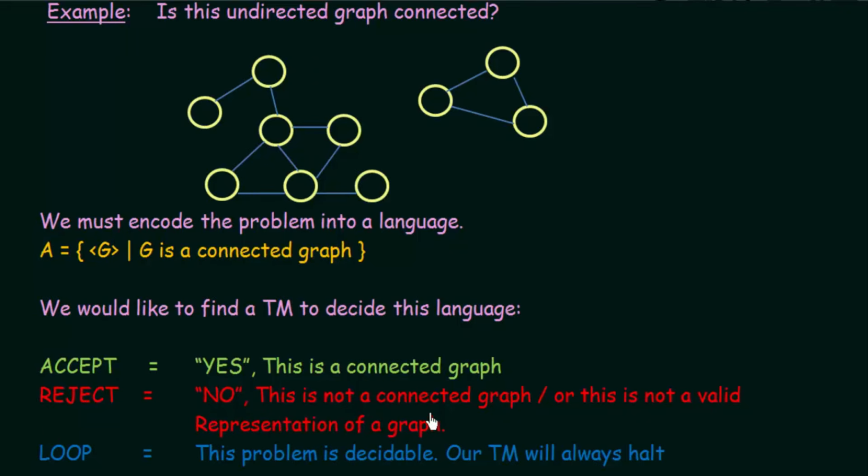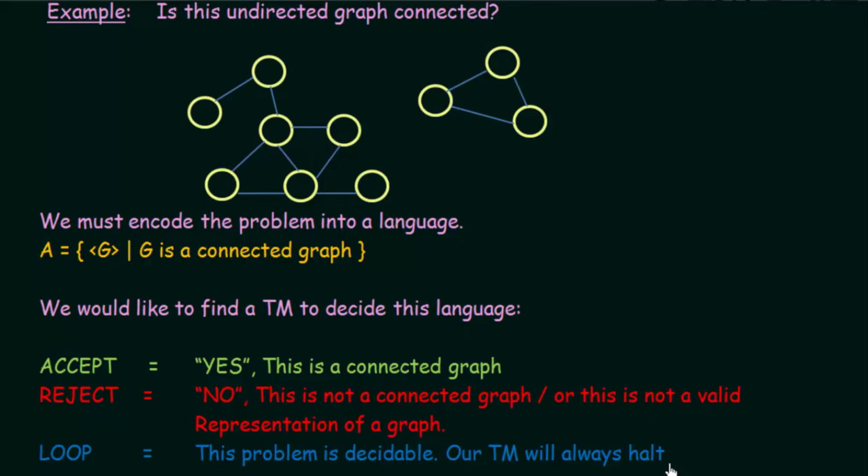That means this is not a connected graph, or this is not a valid representation of a graph. And then we also know that there is another option that we can have in a Turing machine, which is the loop. Another option means another outcome, but we should not have this looping outcome in this Turing machine that we decide. So this problem is decidable, so our Turing machine will always halt. If the Turing machine doesn't halt, it may go to a loop without accepting.